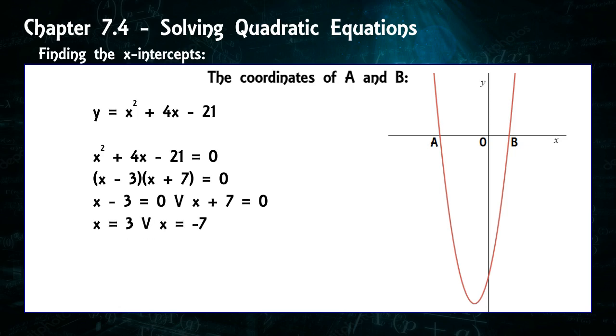And that means the coordinates of A are minus 7, 0, as this lies on the negative side of the coordinate plane, and the coordinates of B are 3, 0. And that's how you find the coordinates of the x-intercepts of a quadratic graph.